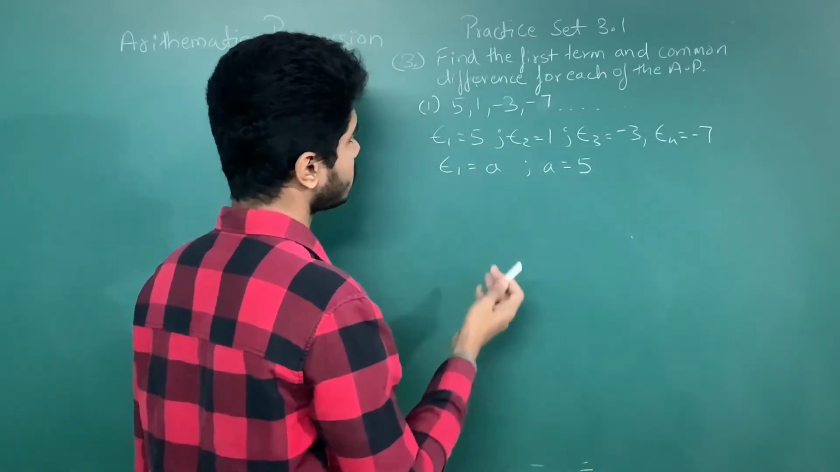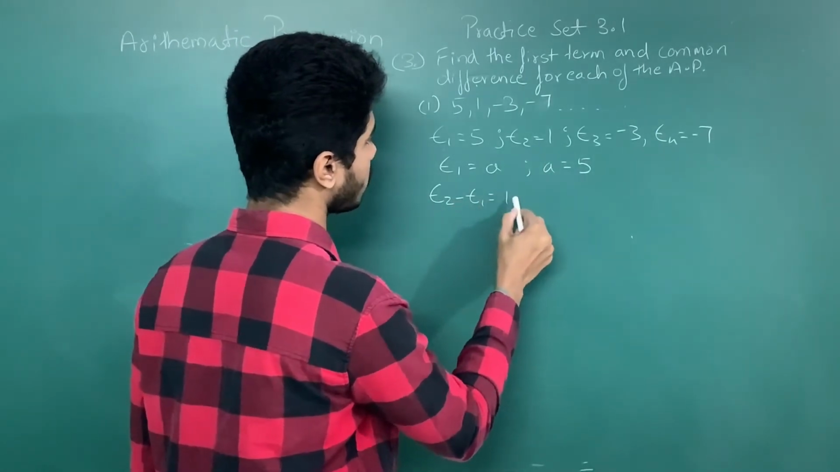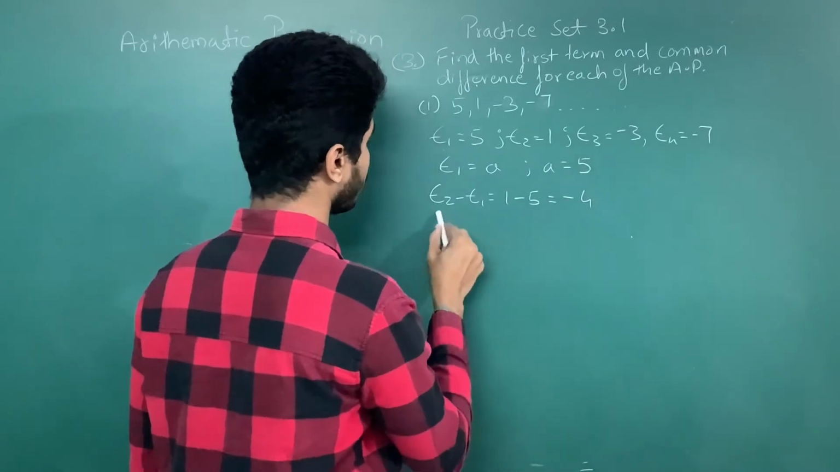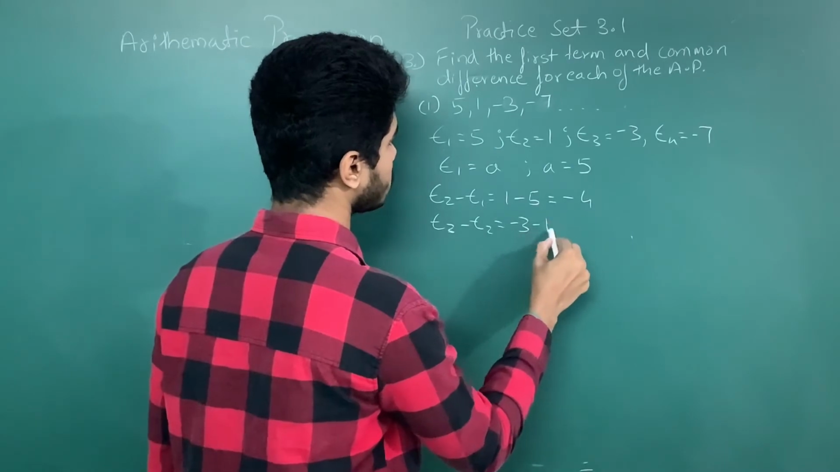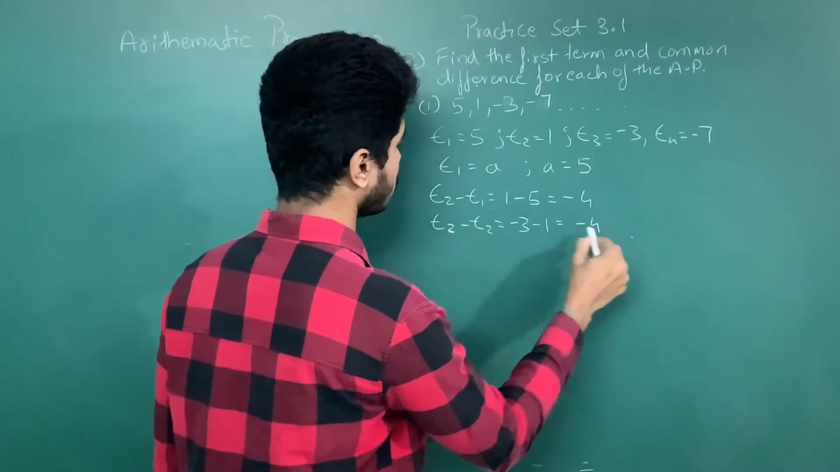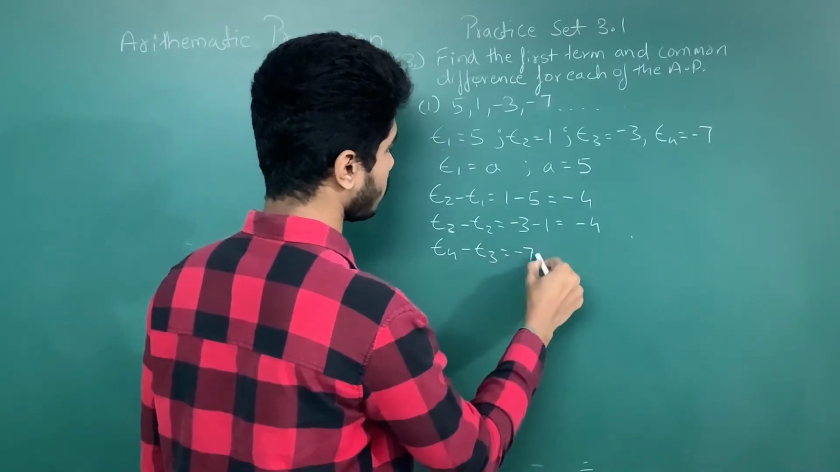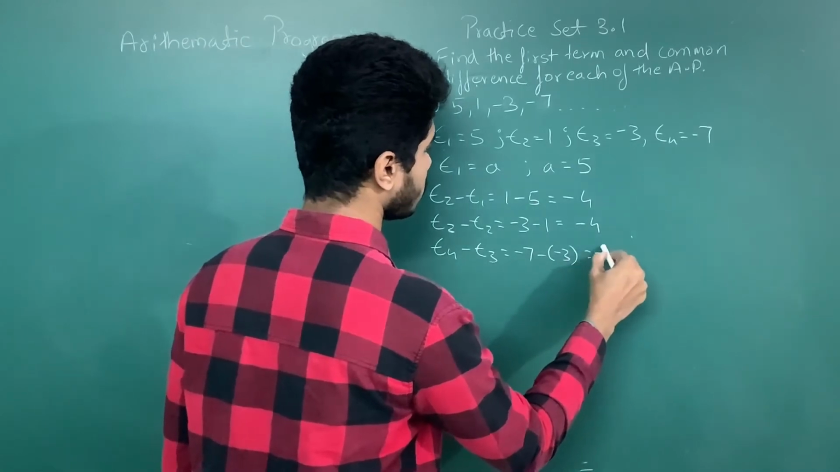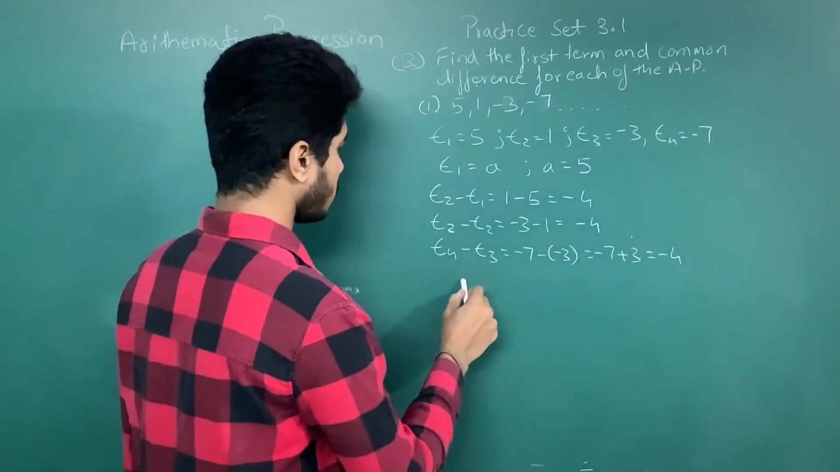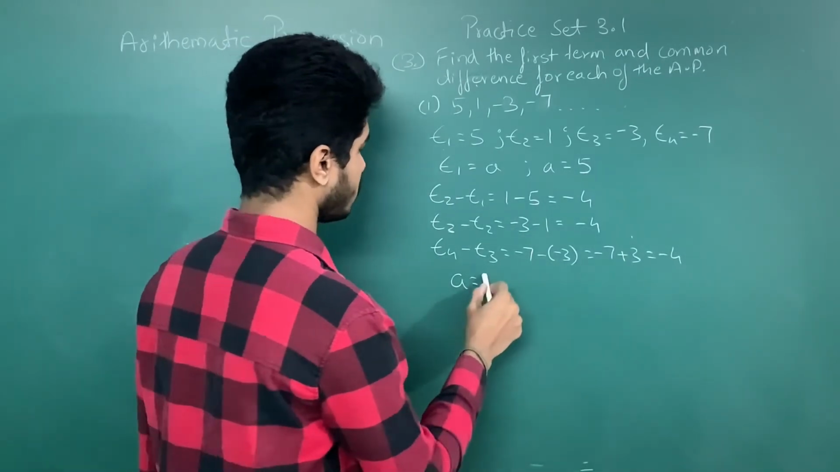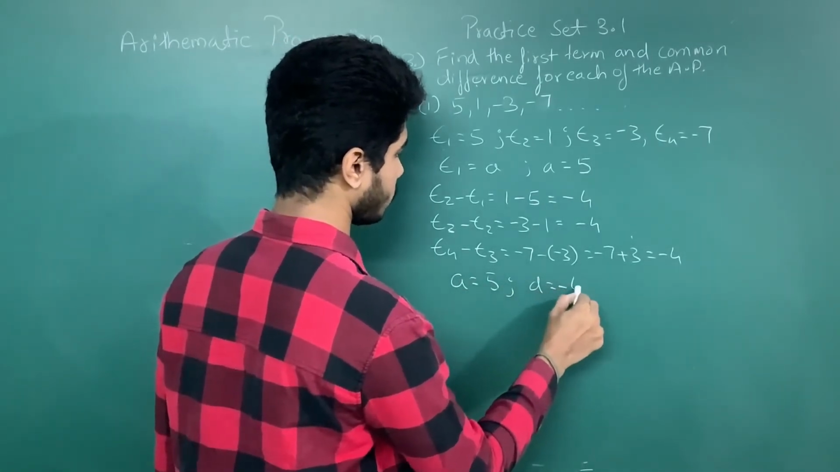Now to find the common difference, we're going to find the difference between the terms, that is T2 minus T1 is equal to 1 minus 5, which gives you minus 4. T3 minus T2 gives you minus 3 minus 1, which is minus 4. T4 minus T3 gives you minus 7 minus of minus 3, which gives you minus 7 plus 3, minus 4. Therefore, the first term for the sequence is 5 and the difference is minus 4.